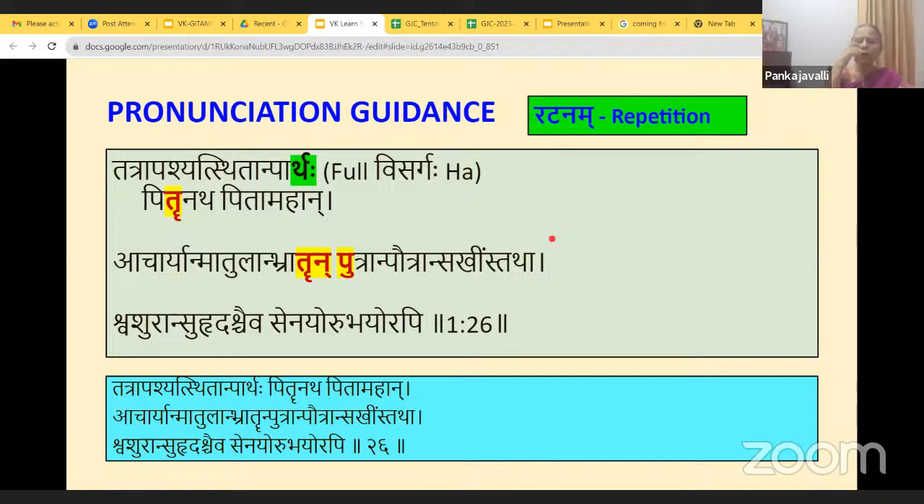Very good. See, you didn't know Sanskrit before, no? No, ma'am. Now at the end of the class, you are able to read in Sanskrit. I didn't write in Tamil or English. You are able to read it. That is how you must pick up. Very good. Don't worry. It won't be difficult. I will split every word: tatra plus pashyasthitan plus parthaha. I will split everything so that you will know. I'm just giving you an example of how a difficult sloka can be learned by learning the akshara. See, the classes were not a waste. Anybody else? Yes.